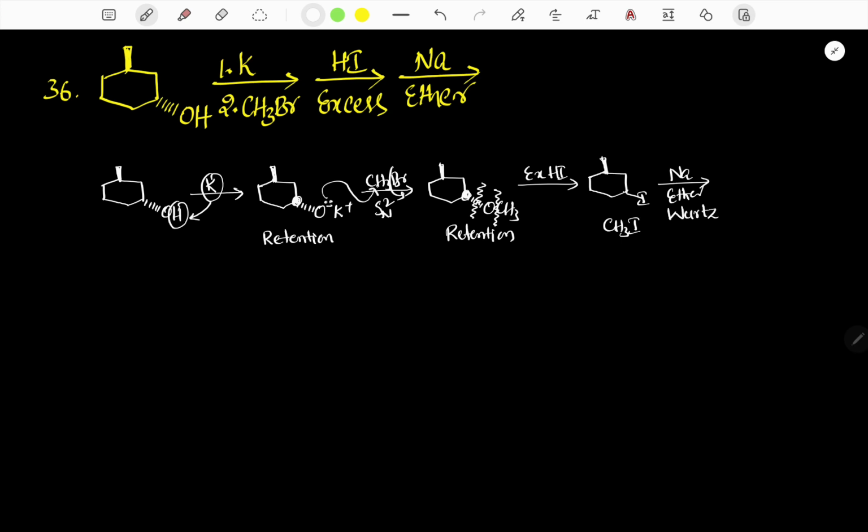This reaction is known as Wurtz reaction. Therefore, it undergoes dimerization: A plus A compound, B plus B compound, and A plus B compound. So it is a Wurtz reaction.